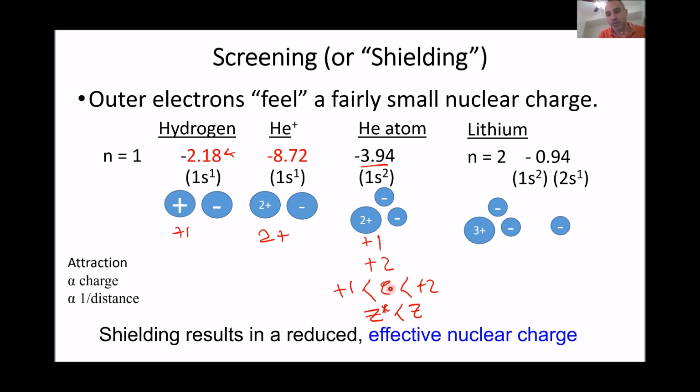So for the lithium case, we have a 3 plus nuclear charge, and then we have two electrons in energy level 1, and then we have one electron in energy level 2. The two electrons in energy level 1 are effectively shielding 2 plus of the nuclear charge and leaving behind just 1 plus charge for the external electron to feel. And as a result, the external electron in energy level 2 is going to feel a plus 1 charge at a much larger distance in comparison to the hydrogen case, for example. So it's going to have a much lower Coulombic attraction value, as reflected by the energy of the orbital right here.